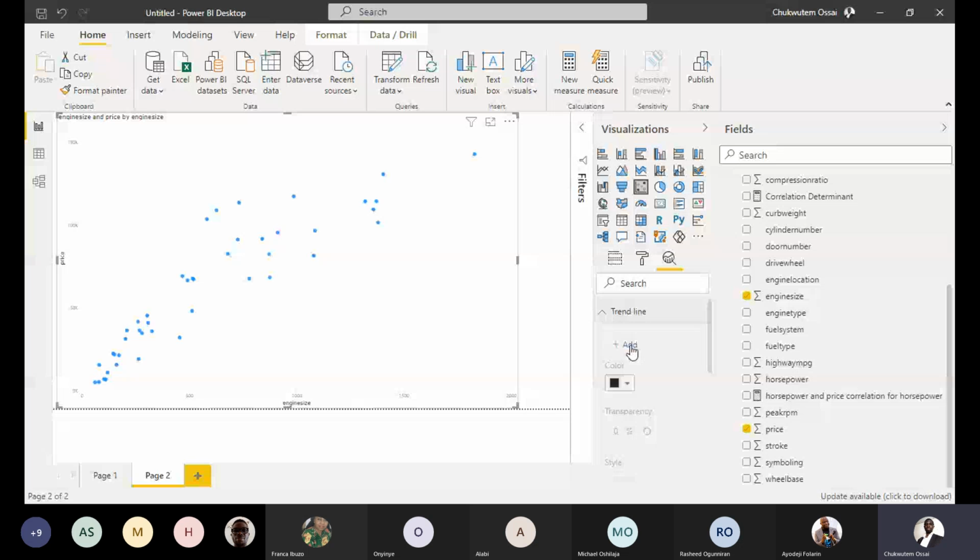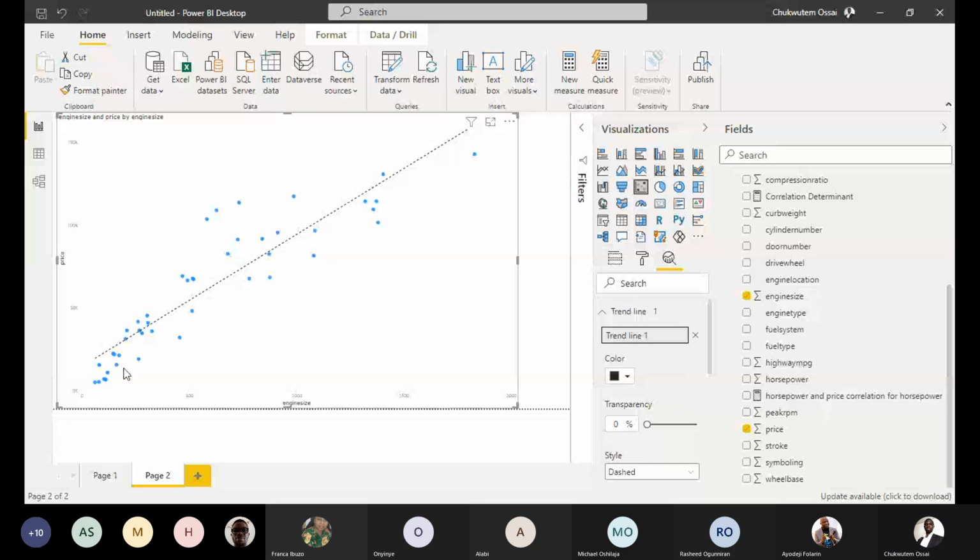Now, what is the essence of the trend line? If your data points are closer to the trend line, it means that there is a positive relationship between the price and the engine size. But if your data points are far away from the trend line, it means that the relationship between them is negative. It is either negative or neutral, or there is no relationship. No relationship means it is zero. But if it is tending to -1, it means that there's a negative relationship. But if it is tending to 1, it means that there is a positive relationship.